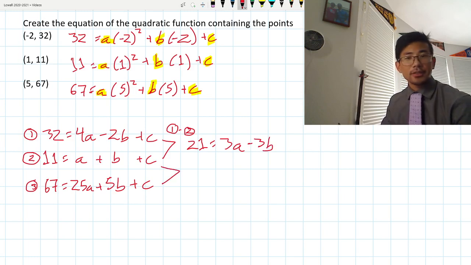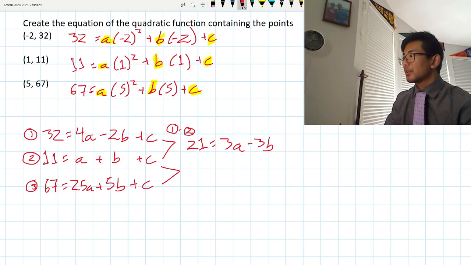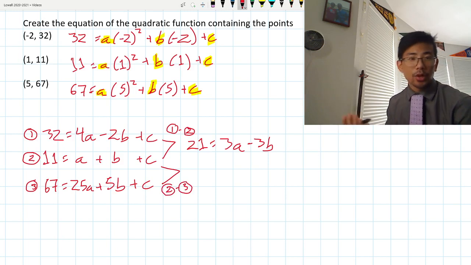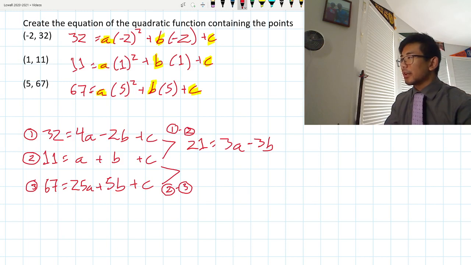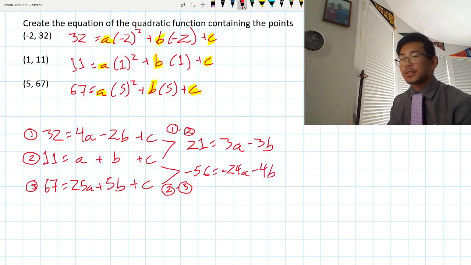Here, I'm just going to subtract the next two then. So I'll do, sorry, not 11, equation 2 minus equation 3. If you wanted to, you could do 1 minus 3 as well. That would be totally fine. I'm just going to do it this way. So 11 minus 67, well, 67 minus 11 would be 56. So it would be negative 56 equals 1a minus 25a would be negative 24a. And then b minus 5b would be minus 4b, like so.